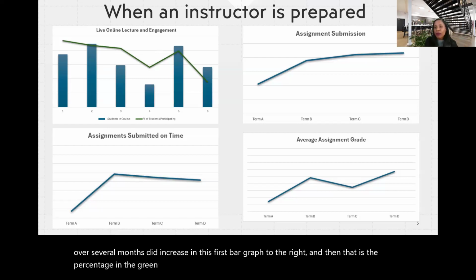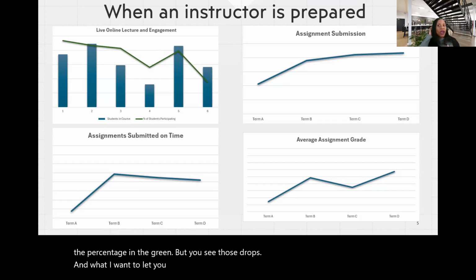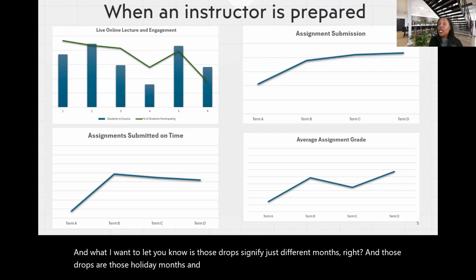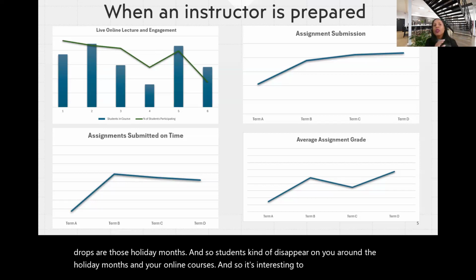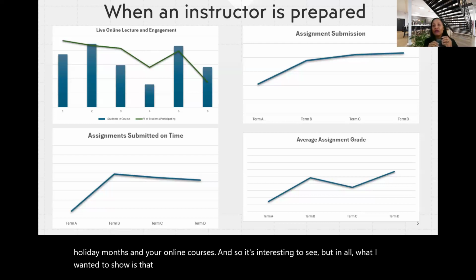But you see those drops, and what I want to let you know is those drops signify different months, right? Those drops are the holiday months, and so students kind of disappear on you around the holiday months in your online courses, so it's interesting to see. But in all, what I wanted to show is that when instructors are actively engaged, you can see that student participation, or the number of students, increase.